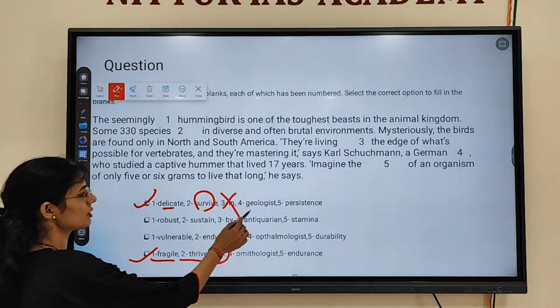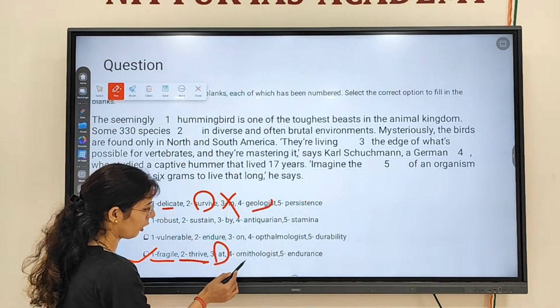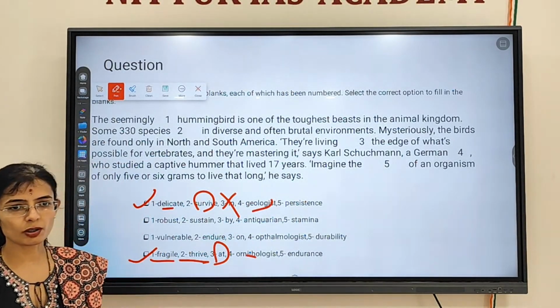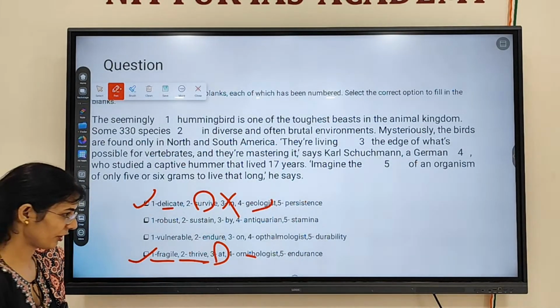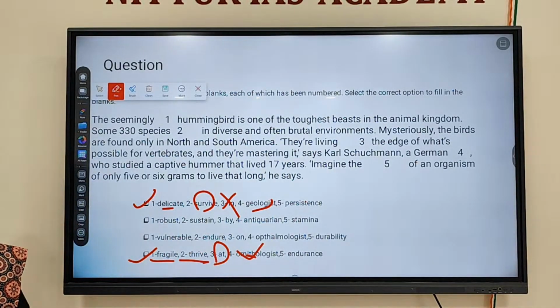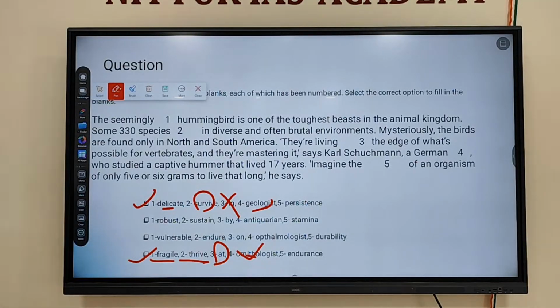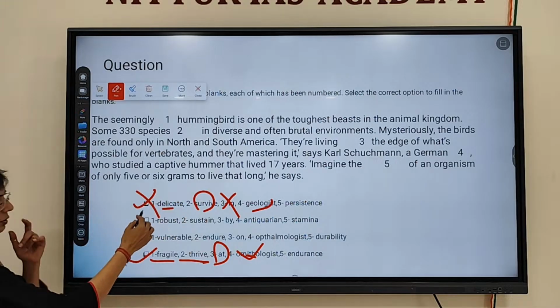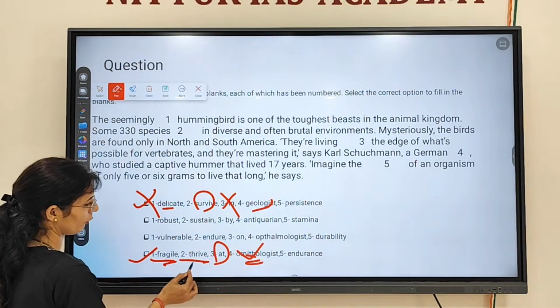The geologist or the ornithologist? Ornithologist. Study of birds. So the person who studied birds captured it in 17 years he studied it, and that is the reason he gave us the conclusion. So with that elimination technique we found out until here we have got these three options.